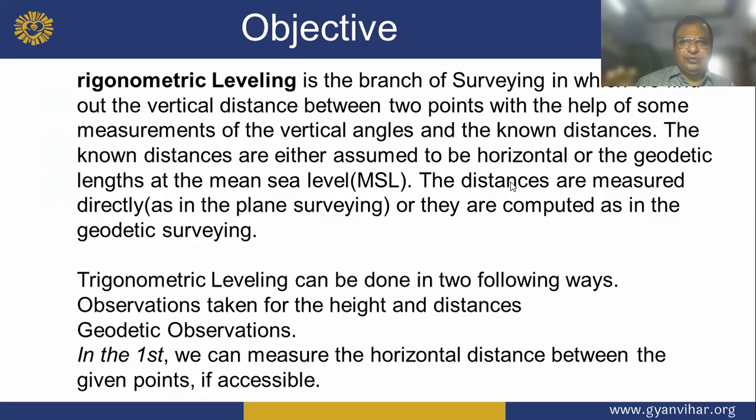Now, trigonometric leveling. What is trigonometric leveling? Trigonometric leveling is the branch of surveying in which we find the vertical distance between two points with the help of measurements of the vertical angle and a known distance. The known distance is assumed to be horizontal, of the geodetic length and the mean sea level. The distances are measured directly as in plane surveying, or they are computed as in geodetic surveying.